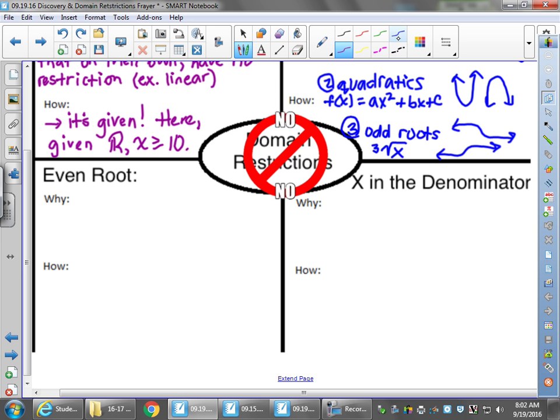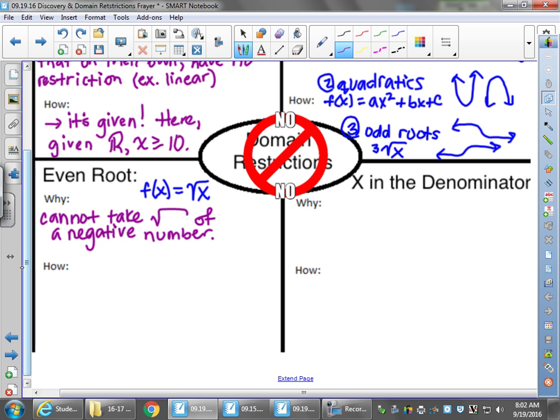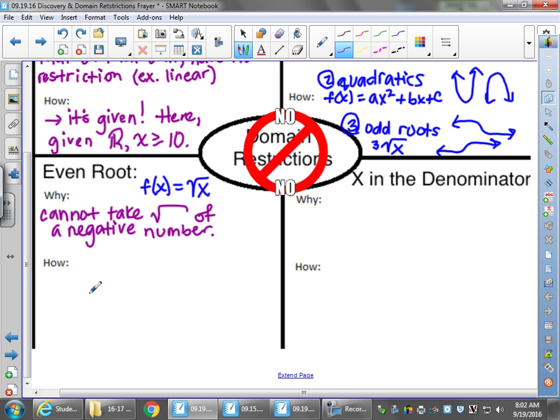Even roots. So, for example, f of x equals the square root of x. The reason why we cannot take a square root or an even root of what kind of number? Of a negative number. That's the reason why. We cannot take the square root of, or even root in general, of a negative number. So let's come up with another example.